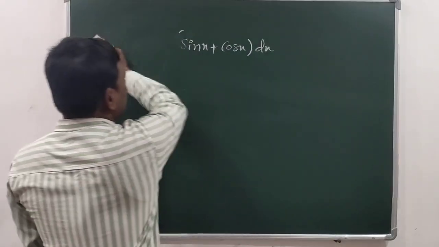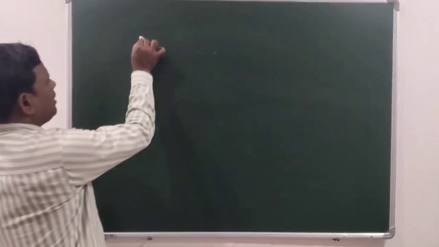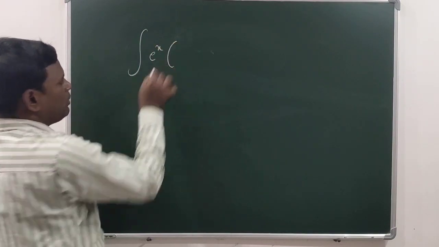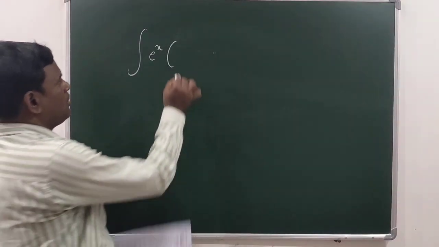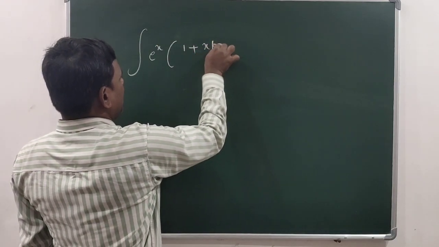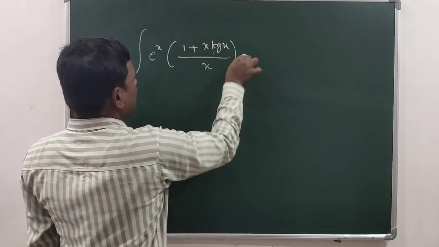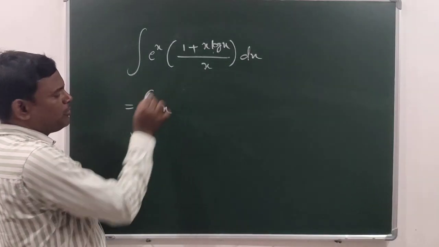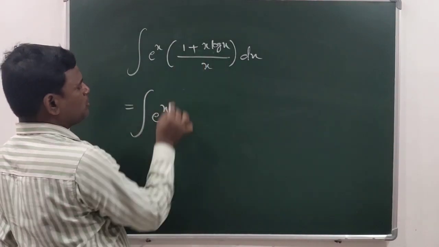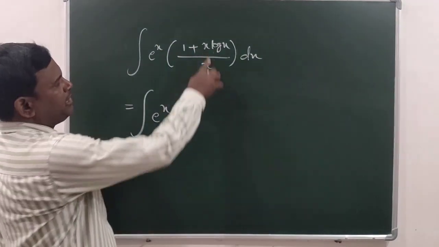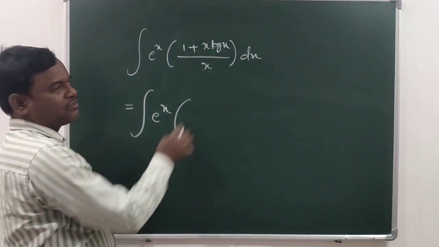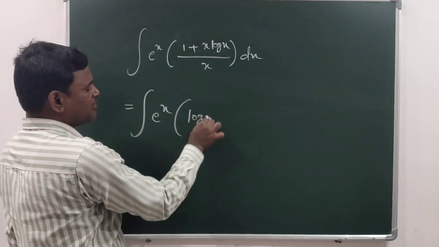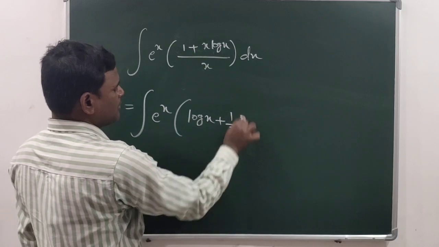Now, let us go to other application. Now, integral of e power x into (1 plus x log x) by x dx. Now, how do we answer this question? See, here e power x. Now, divide this x with these two terms, so that here what do you get? x log x by x, x cancels, log x will come, here 1 by x into dx.